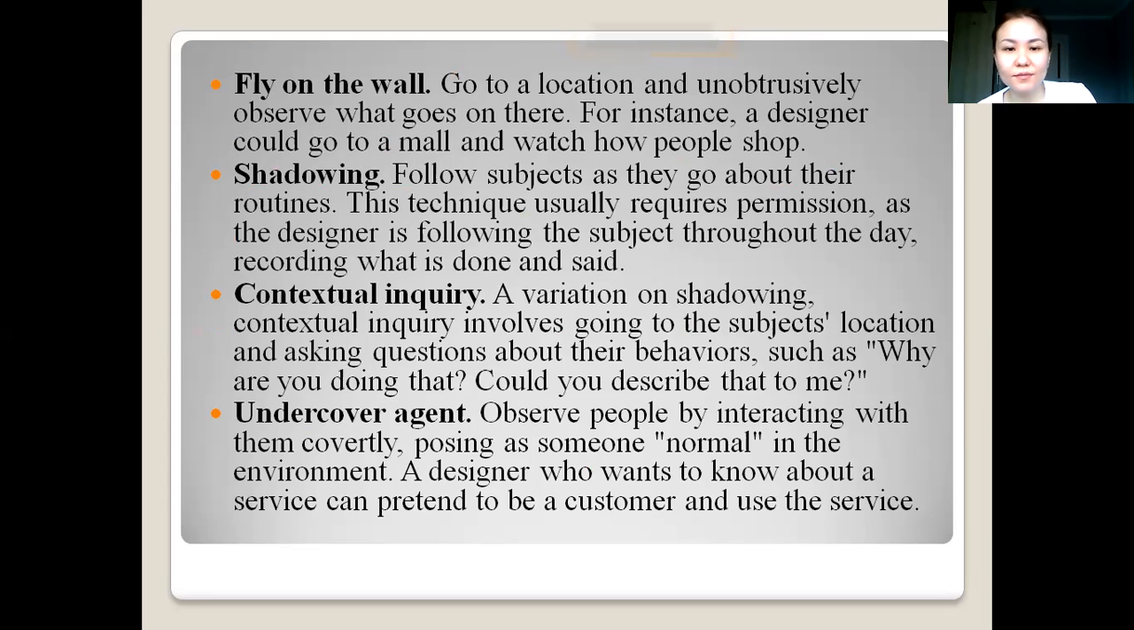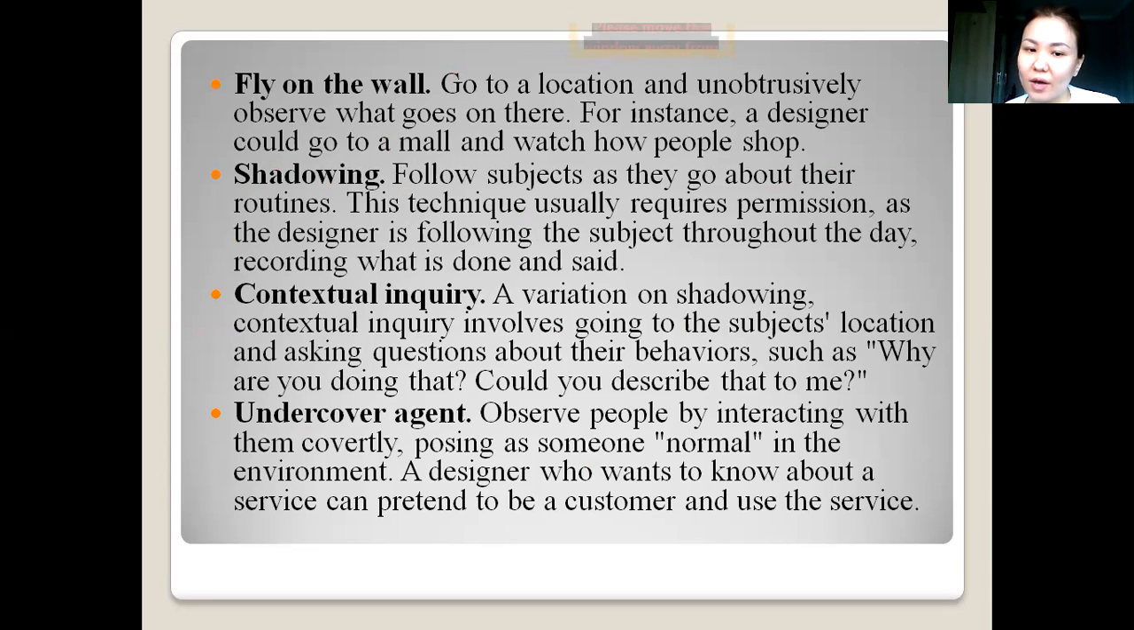Fly on the wall: go to a location and unobtrusively observe what goes on there. For instance, a designer could go to a mall and watch how people shop. Shadowing: follow subjects as they go about their routines. This technique usually requires permission, as the designer is following the subject throughout the day, recording what is done and said.